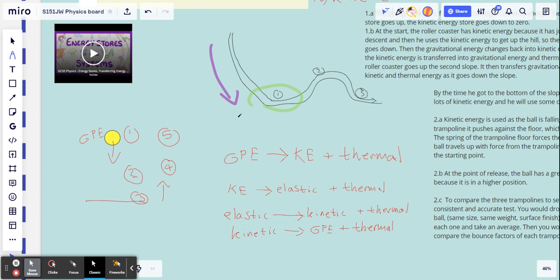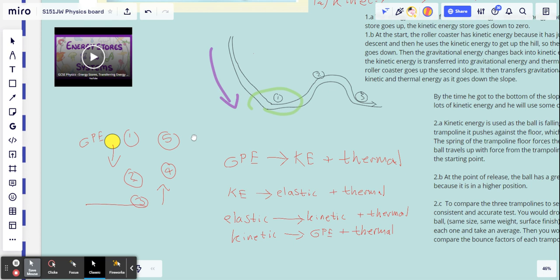The thing to note though, is it says nearly to the same height, and if it's nearly to the same height, that means that this amount of gravitational energy here is quite similar to this amount here. Now, that means that not much energy must have been lost, and the only time the energy was lost is as thermal. So we would say that not much thermal energy was produced each time. That's the only other thing you would add to that, okay?